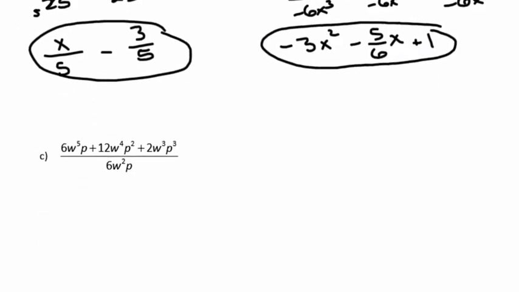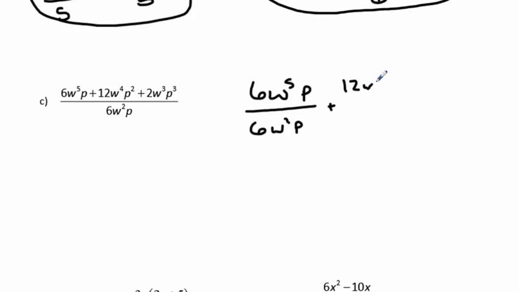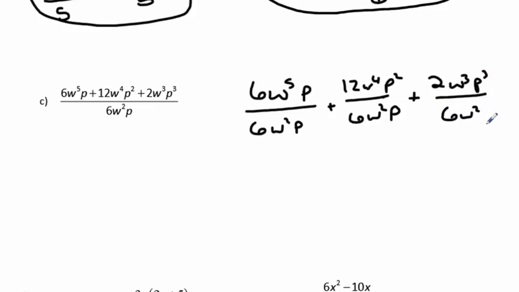Let's look at part C. In part C, I want to separate the numerator again, so I'm going to have 6w to the 5th p over 6w squared p plus, and we're going to have 12w to the 4th p squared over 6w squared p. Finally, plus 2w to the 3rd p to the 3rd over the 6w squared p.